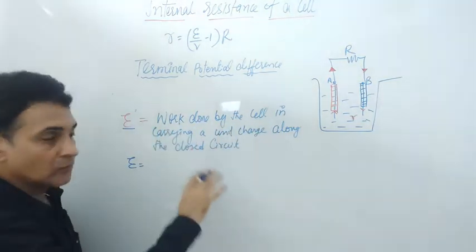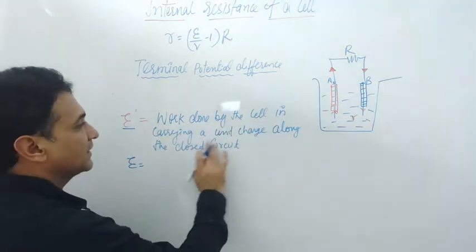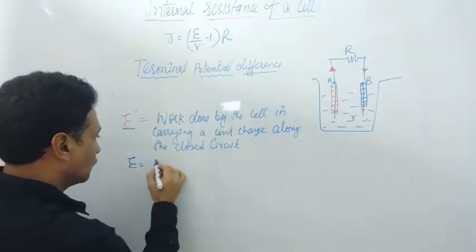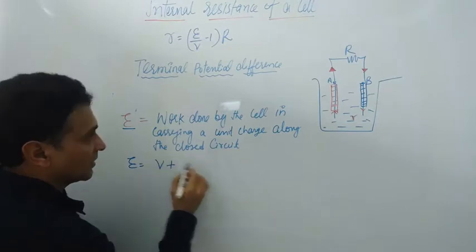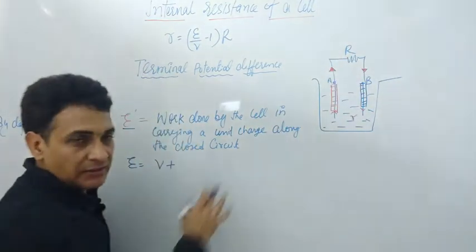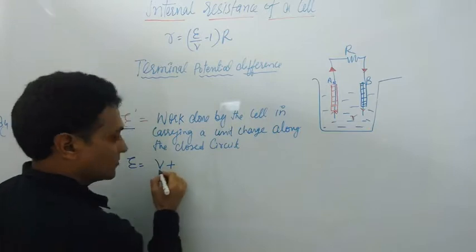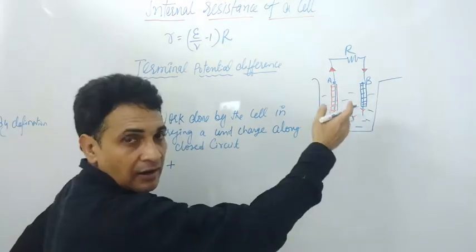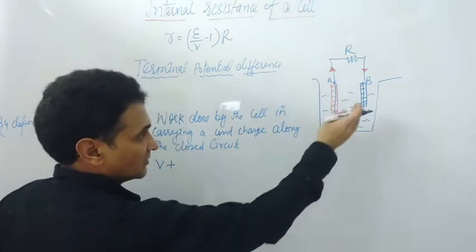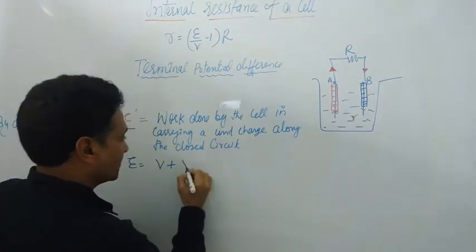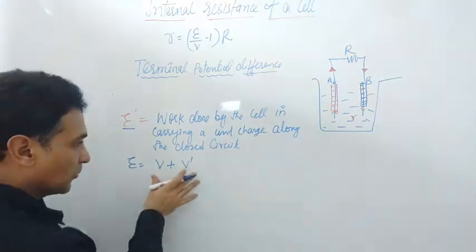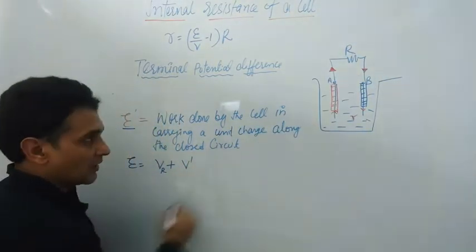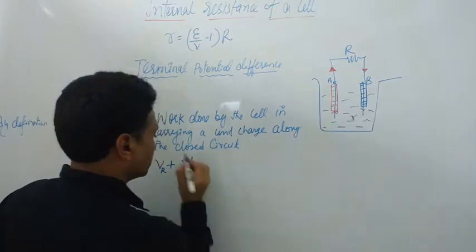EMF की definition बता रहा हूँ मैं आपको. Work done by the cell in carrying a unit charge along the closed circuit, that is equal to work done in carrying the charge against the external resistance A to B, that is V, and work done in carrying the charge against the internal resistance, that is from B to A, that is V dash. They both are potential. This is across R, and this is across internal resistance of a cell.